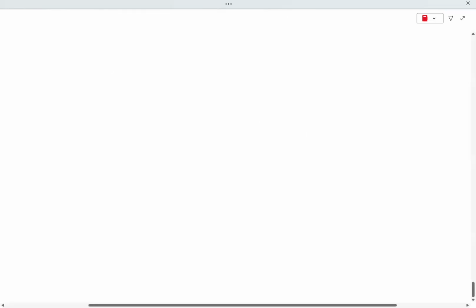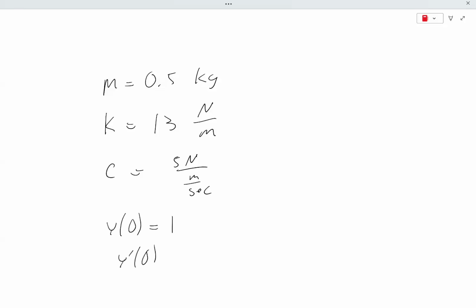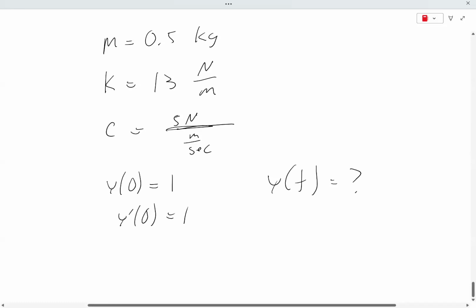For the other case, if there's a damping constant, I would give you something like this. I would tell you the mass. This might be another type. Then I'll tell you the spring constant. I would tell you the damping constant. I would tell you the conditions. It might be in words, but I give you all these things and then say find y of t.